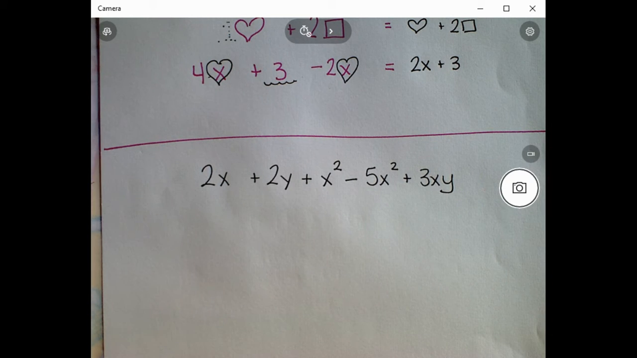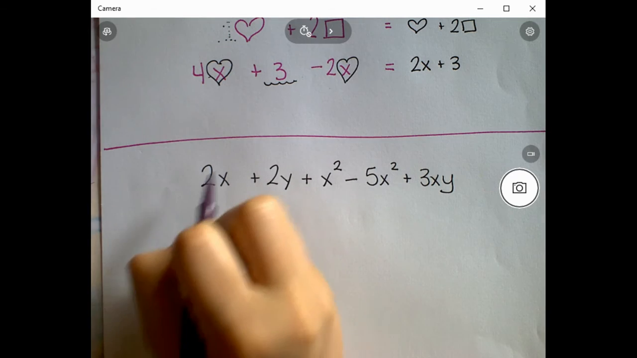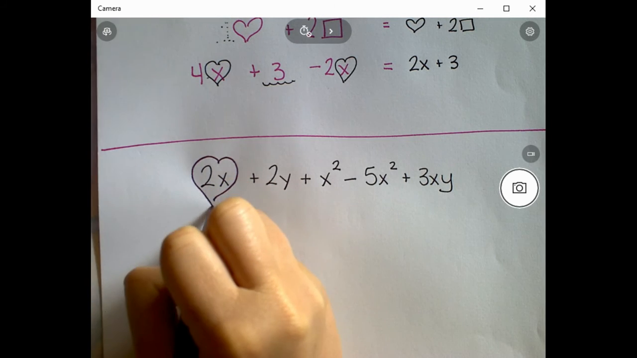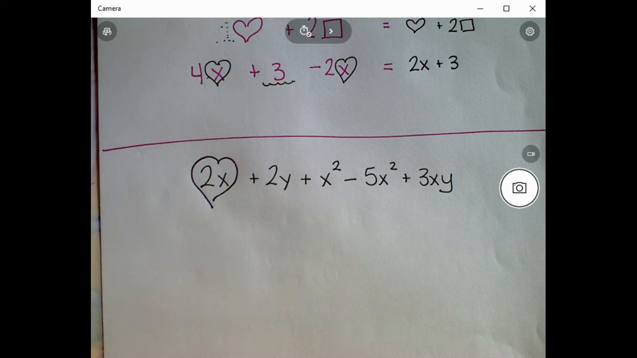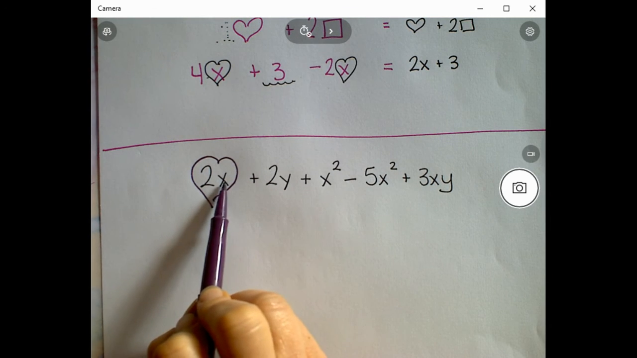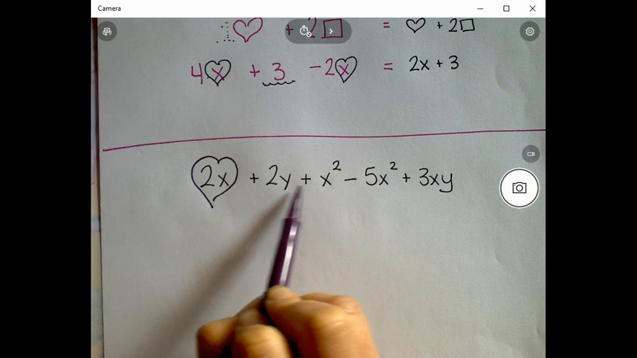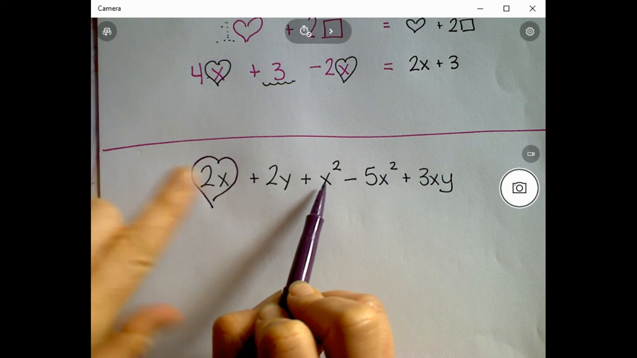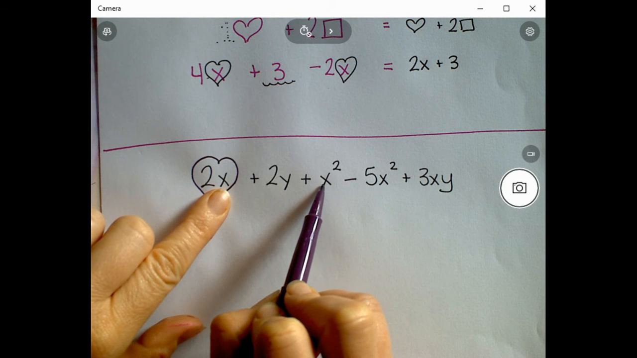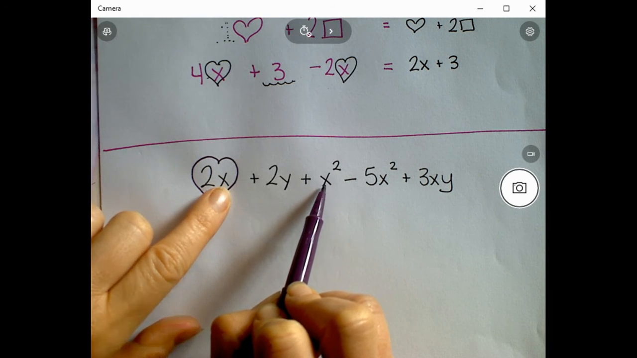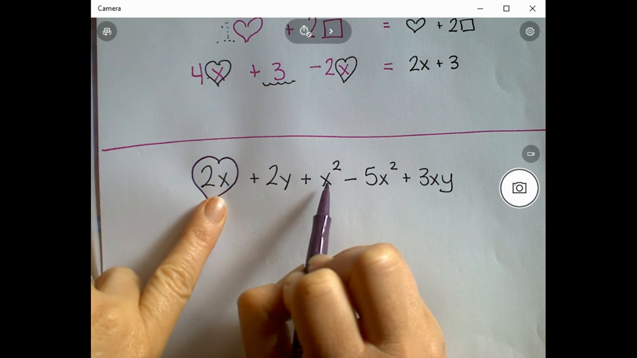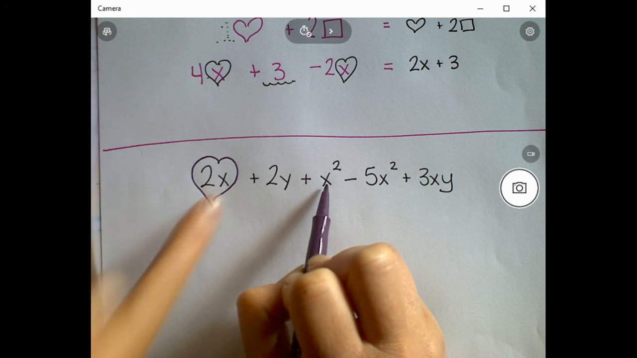So here, this is how I like to do it. I'm going to look through and say, okay, here I have 2 x's. So I'm going to put a heart around that whole thing. We have 2 x's right there. What we're going to do is look through for more x's. Well, this has x squared. Is x squared the same thing as x? The answer is no. These are not the same, so they don't get the same shape. This is x times x. There's 2 of them together. This is just 1. These are not like terms.